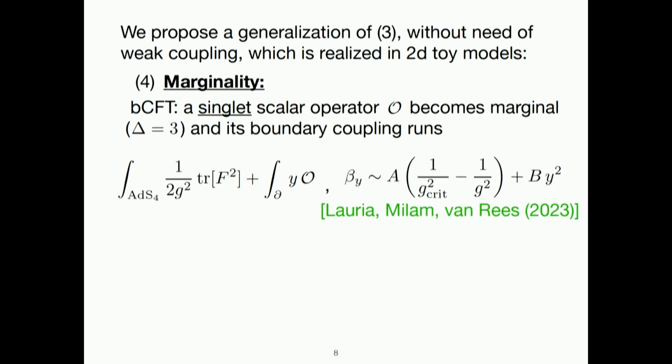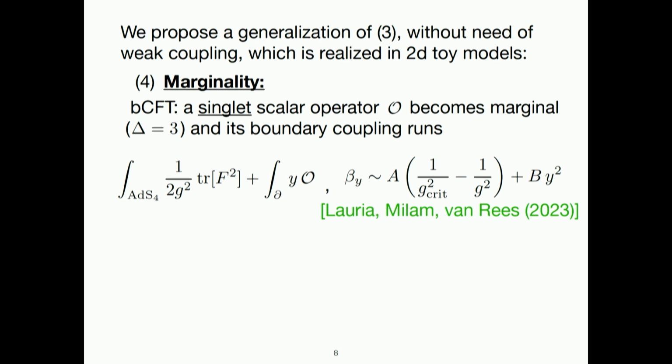By studying these 2D toy models, we were motivated to generalize this third possibility a little bit, without making any reference to weak coupling. And we propose what we call marginality, which is simply the possibility that the transition happens when, at some point, a singlet scalar operator in the boundary CFT becomes marginal. And then when it becomes marginal, we need to check its beta function: we need to add it to the boundary action and check if it runs and if we can get a fixed point. This is necessary in order to preserve the isometries of AdS.